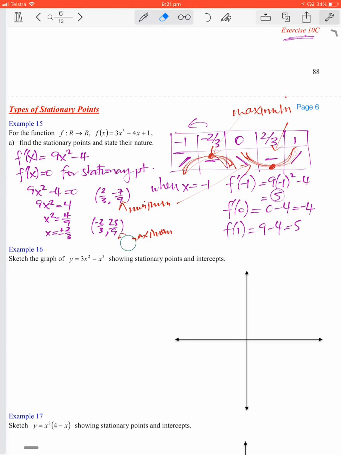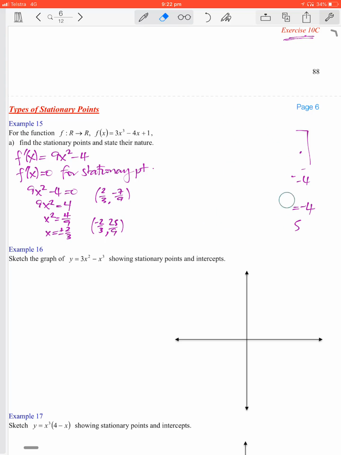Now, there is a much easier way, and that's using specialist maths, but it's quite okay to use it in methods as well. So we know that f dash of x is 9x squared minus 4. f double dash is when I derive this again. It's like if you've got your displacement, you're finding your acceleration. So if we derive it again, we get 18x.